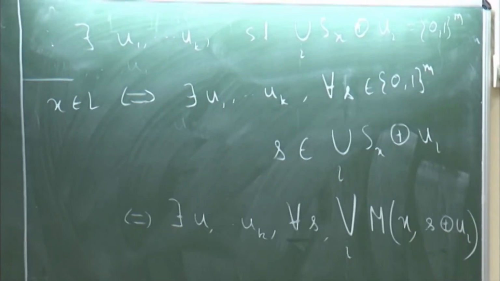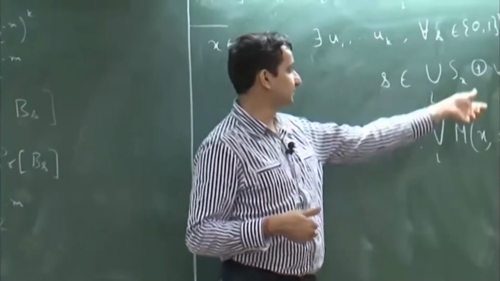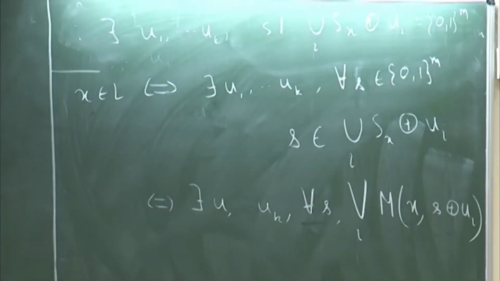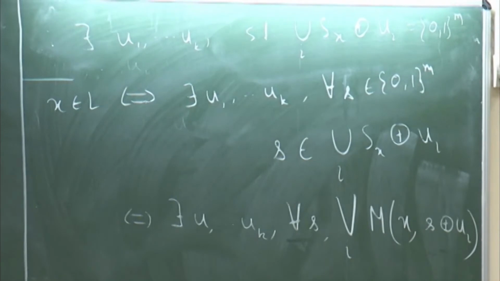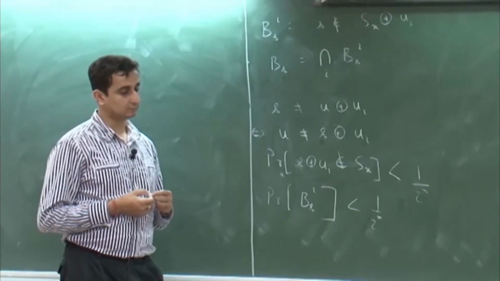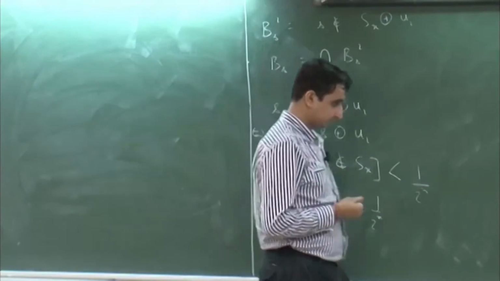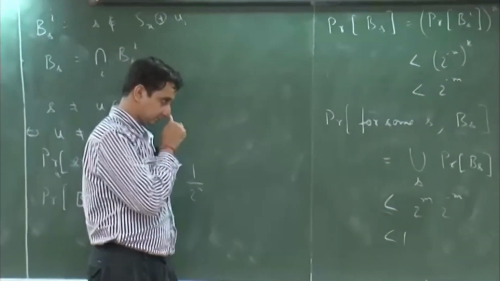And that is what we know from our initial definition: if x belongs to the language, then there is some u of i for which all strings s will belong to this union. Earlier I was asking whether we can amplify even the PTM to 1 minus 1 by 2 to the power m. I don't think that is possible, because when we amplify the PTM, the length of the random string also increases, since we are consecutively repeating the PTM. Yeah, that is true. We cannot amplify to 1 minus 1 by 2 to the power m.